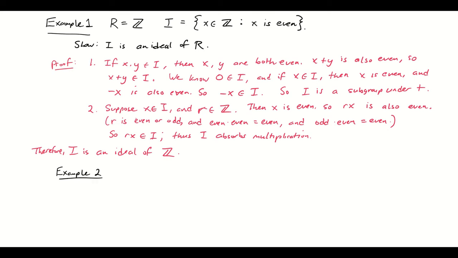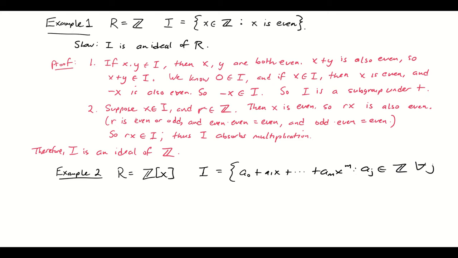And this one's a little bit stranger for reasons we'll talk about later. So let R be the ring of polynomials with integer coefficients. Again, Z[x] represents the ring of polynomials whose coefficients are integers. And I is going to be the set of all polynomials of the form a0 plus a1x, etc., up to am x to the m, such that all of the a's are integers, and a0, the constant coefficient, is even.